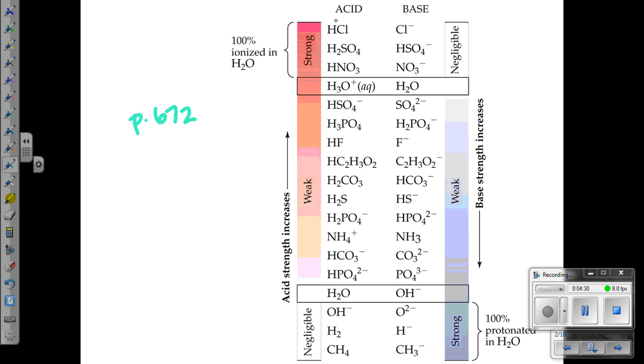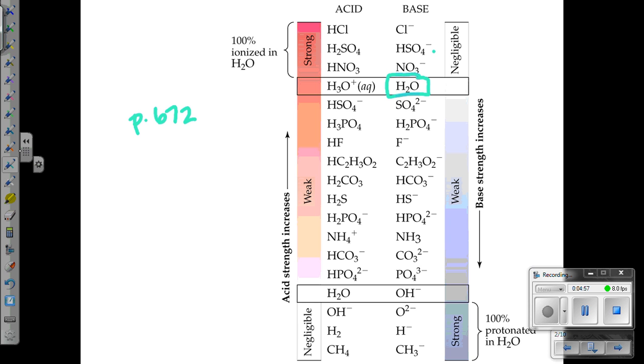So here you've got hydrochloric acid as being a very strong acid. Its conjugate base, which would be the chloride ion, is weaker than water. And here you can see water is right here. Sulfuric acid is a strong acid. Its conjugate base, which is the hydrogen sulfate ion, is a weaker base than water.